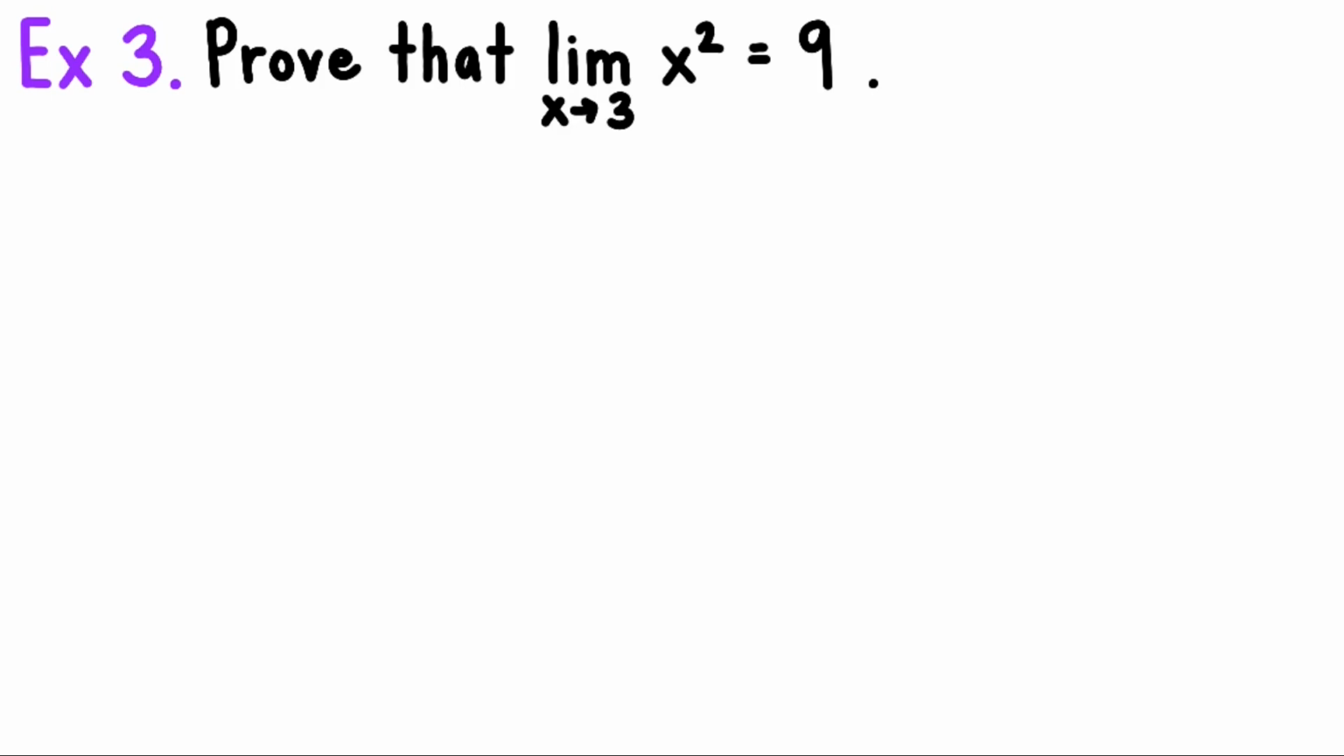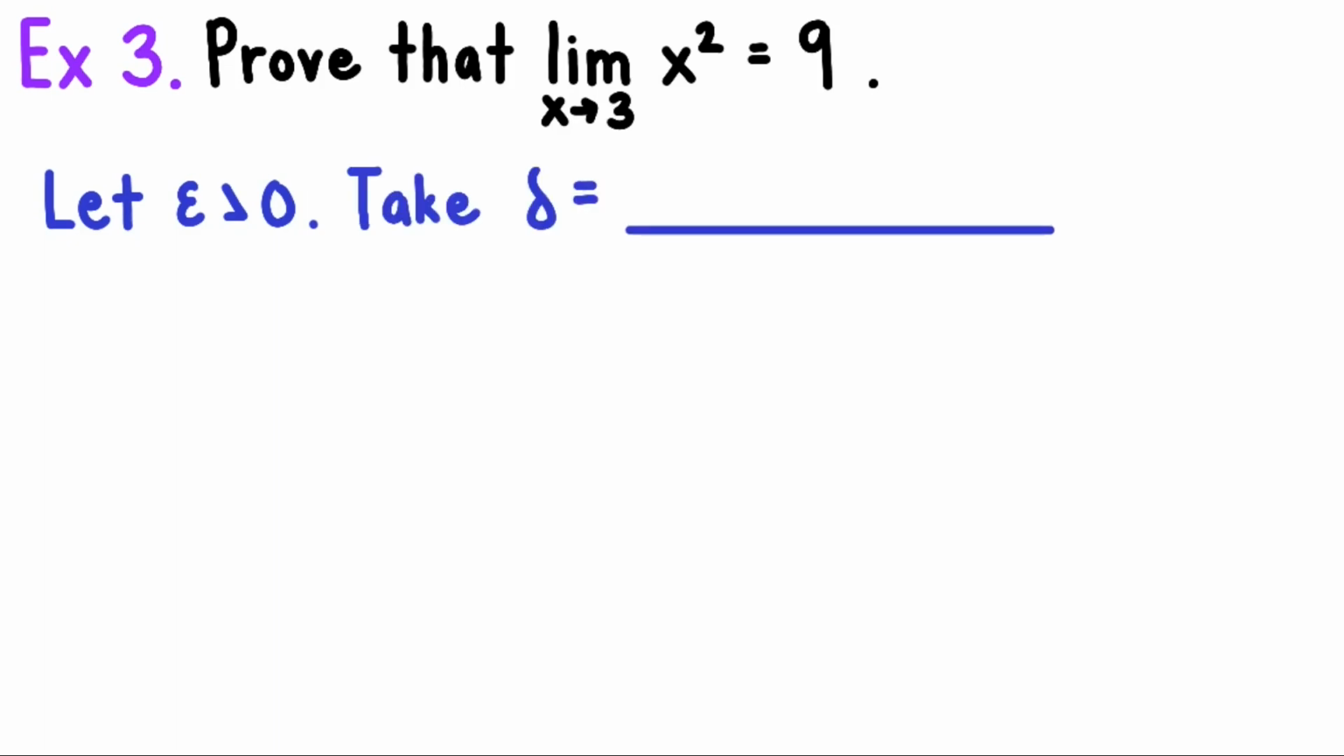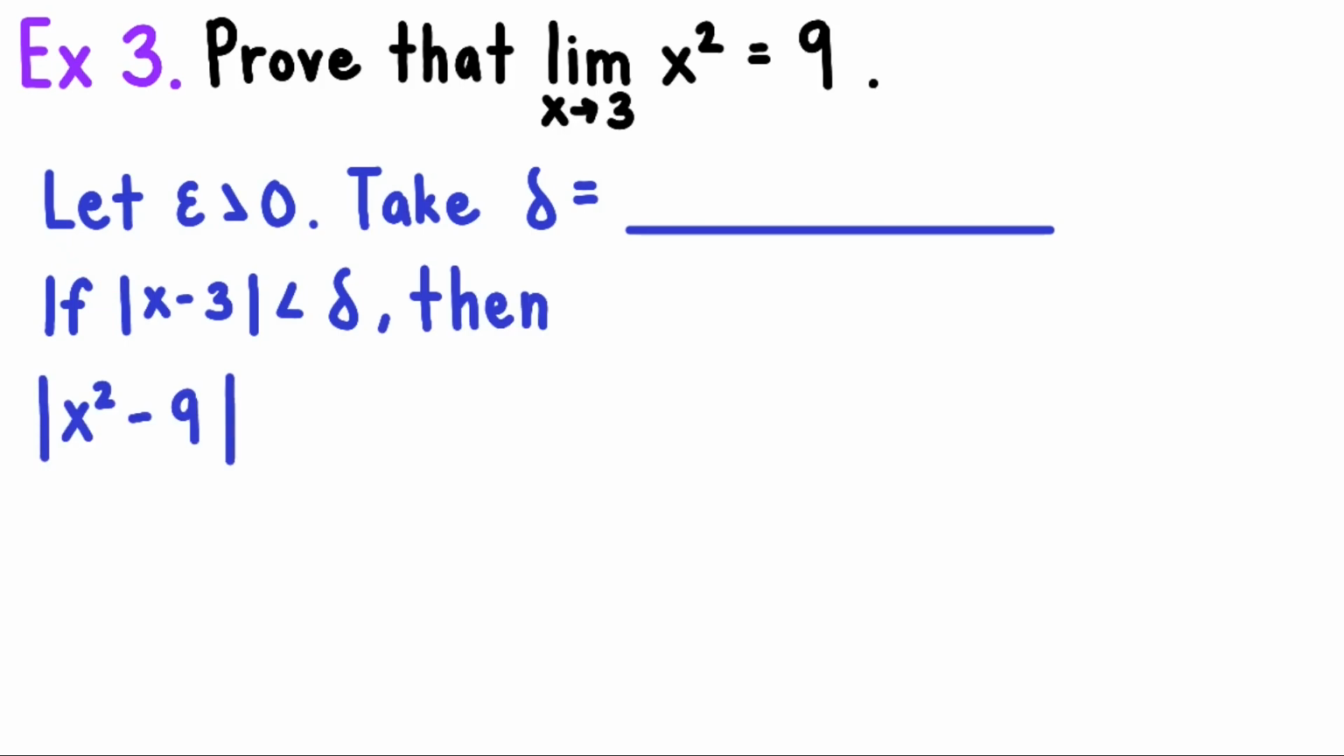So to start this one, we do the same process as in the first two examples. So we let epsilon be greater than 0 and we take delta to be something that we'll be supplying later. So if the absolute value of x minus 3 is less than delta, my mistake, there should be a, this one. So just take note of that one. Apologies for that mistake. Then we know that the absolute value of x squared minus 9, or the f of x minus L, is less than epsilon. So this is what we want to show.